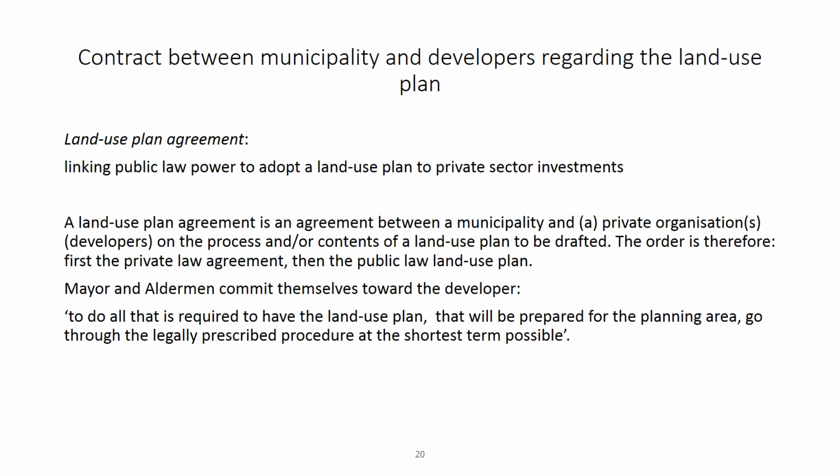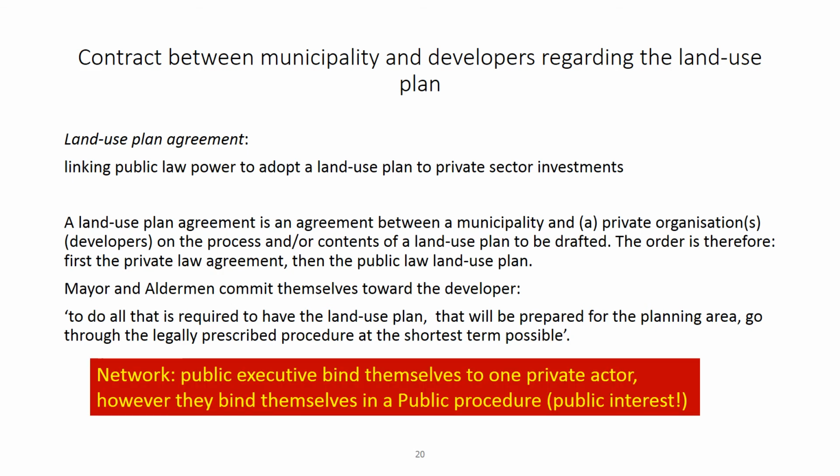Of course, it's important to understand that making and deciding about a land use plan is a public organization task, and of course it has to be done under the conditions of public law. And so the mayor and aldermen cannot formally make an agreement with private partners on the land use plan, because that land use plan has to be decided by the municipal council. So the only thing that they can do is prepare, do everything that is required, and try to make sure that this land use plan will be decided by the municipal council.